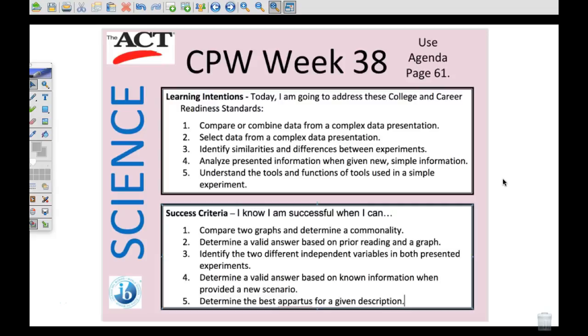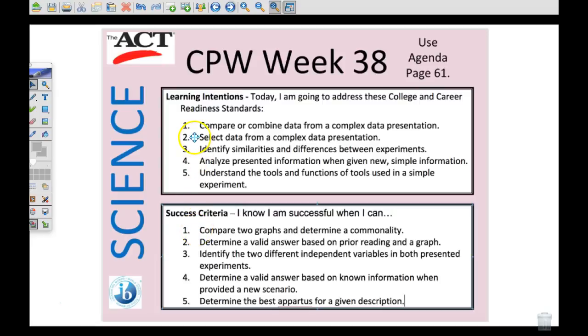This is our last round for the school year before you guys become juniors. And today we're going to review 5 different questions. In our first question, we're going to compare or combine data from a complex data presentation. And then to be successful, we're going to compare 2 graphs and determine a commonality.